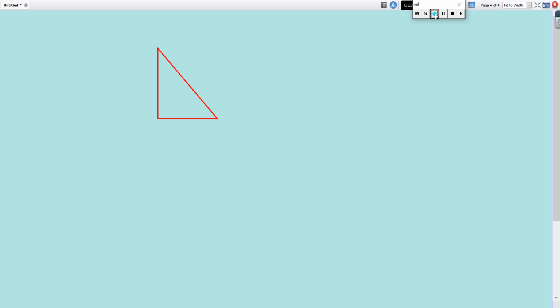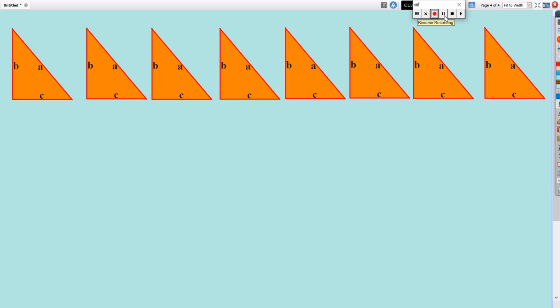Here is a right angled triangle. Let me name the sides as A, B and C. Here, A is the length of the hypotenuse, B and C are the lengths of its legs. Now, let me make 8 identical copies of this right angled triangle. Here are the 8 identical copies of the right angled triangle with the sides A, B and C.